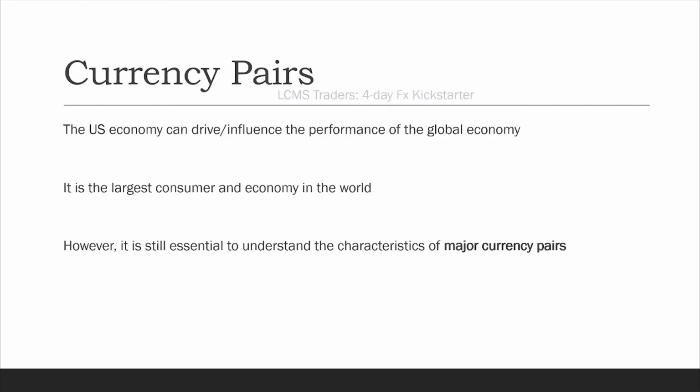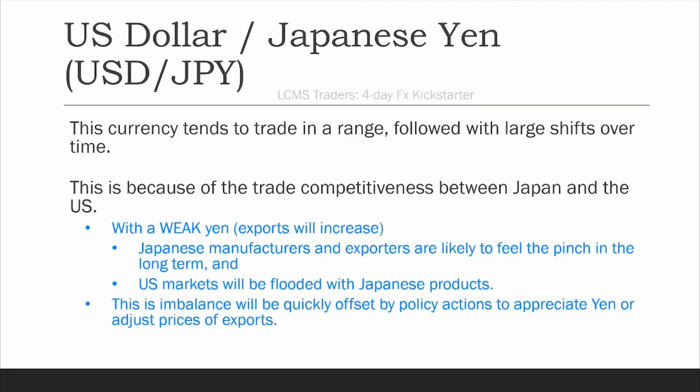If the US does well, most of the time you will see a recovery lagging for the world economies. And if the US actually does badly, if something bad happens to the US economy, you will actually see it having a negative impact on most economies in the rest of the world. So looking at the major currency pairs here, I want to focus a bit on a few that I really like. One of them is the US dollar, Japanese yen, USD/JPY.